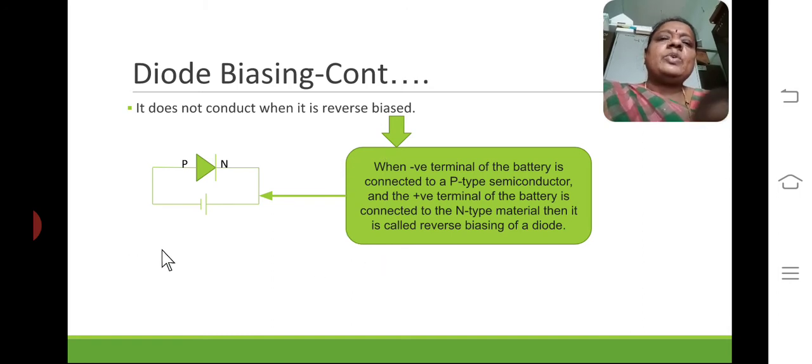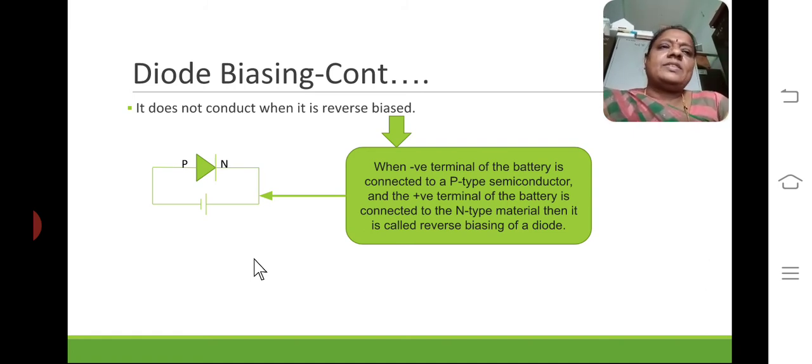Here I have written the same definition. What do you mean by the reverse bias? When the negative of the battery is connected to the P terminal of the diode and the positive of the battery is connected to the N terminal of the diode, then it is called a reverse bias.